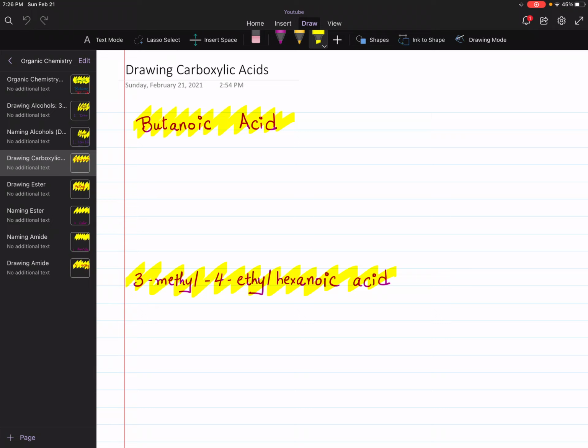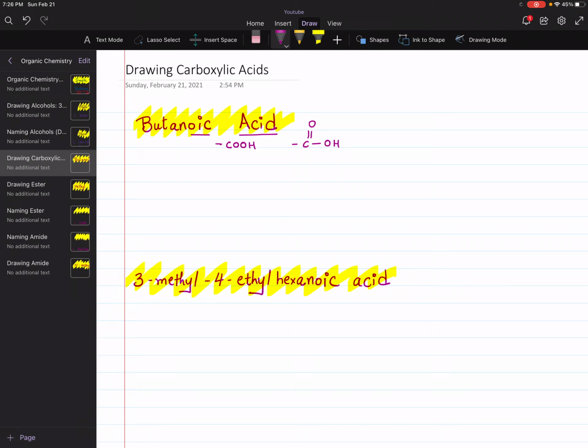Right, let's go for the first one. First one is butanoic acid. Let's look at the name and try to break down the name to identify different components in that name. The ending, if you see here, is OIC acid. That ending is indicating that this is a carboxylic acid. It means we will have an ending of COOH, or you can also write it as C double bonded to the O and single bonded to the OH. This is a carboxyl group, and therefore you have a carboxylic acid.